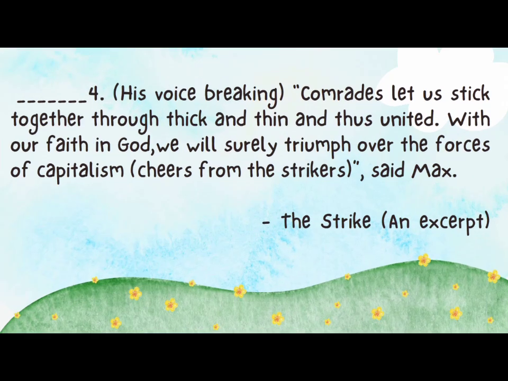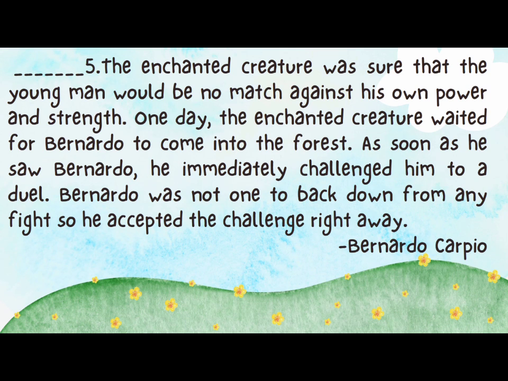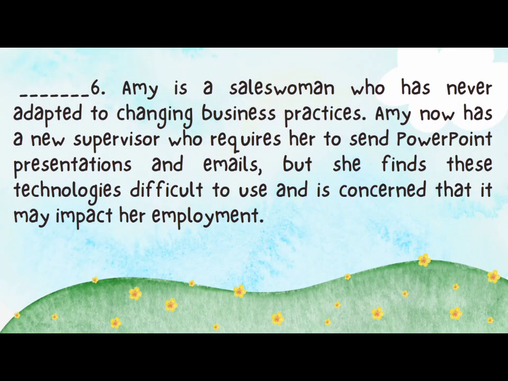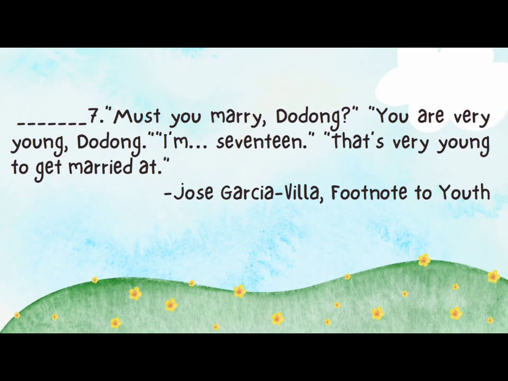Number 4. The answer here is letter C, man versus society. Next, number 5. The correct answer here is letter E, man versus supernatural. Next, number 6. The correct answer is letter D, person versus technology. And the last, number 7. What is your answer? The correct answer is letter A, person versus person.